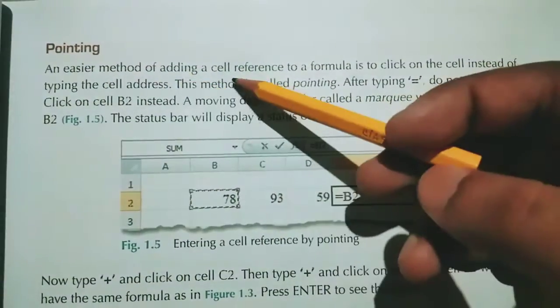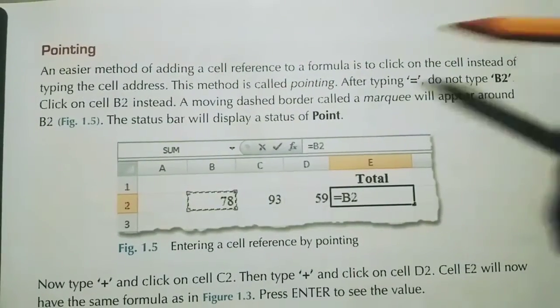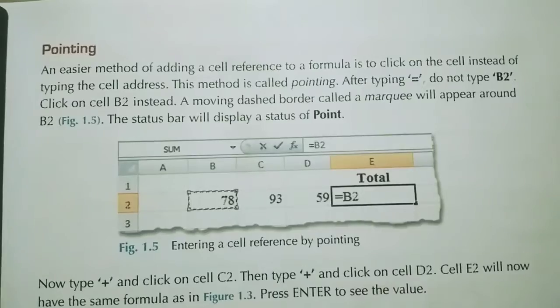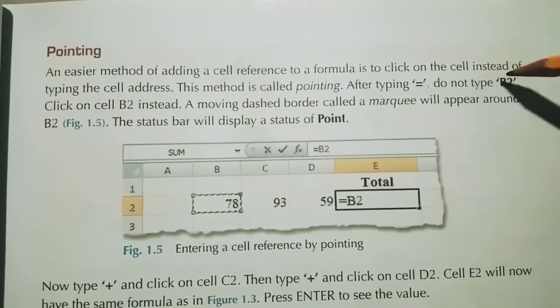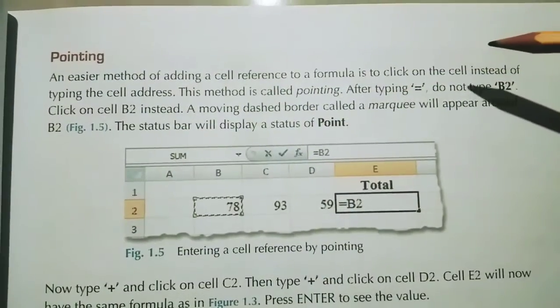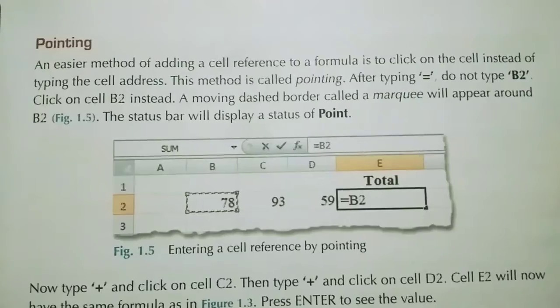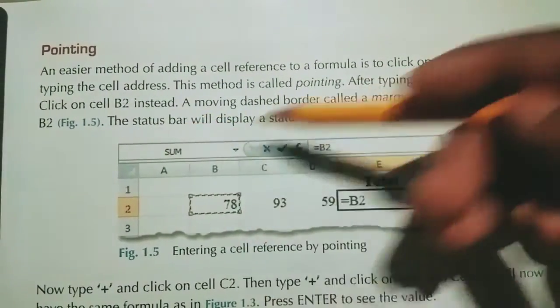An easier method of adding a cell reference to a formula is to click on the cell instead of typing the cell address. That means, in a formula, instead of typing the cell address, you click on it. This method is called pointing. After typing equal to, do not type B2. Click on the cell B2.